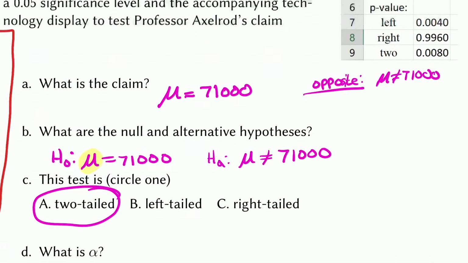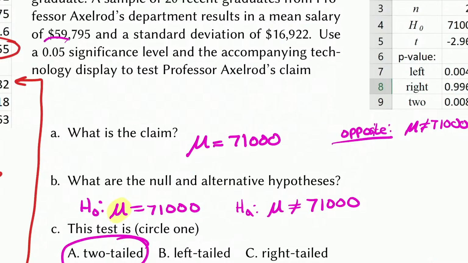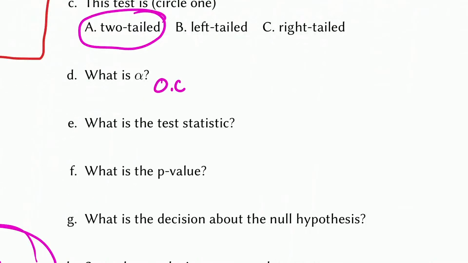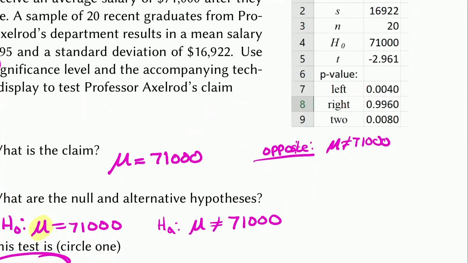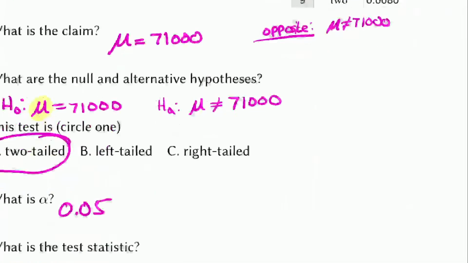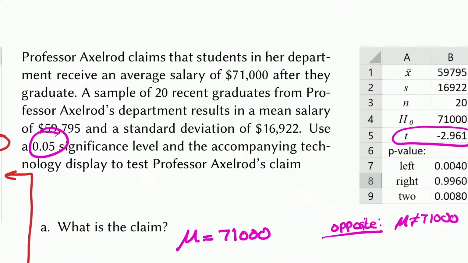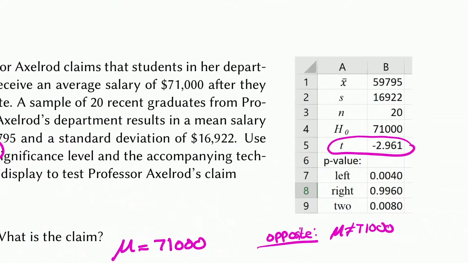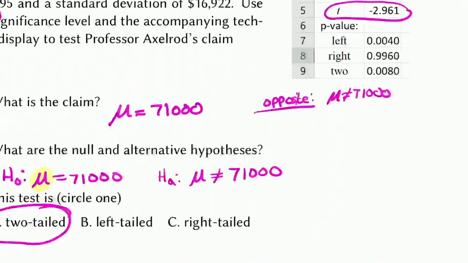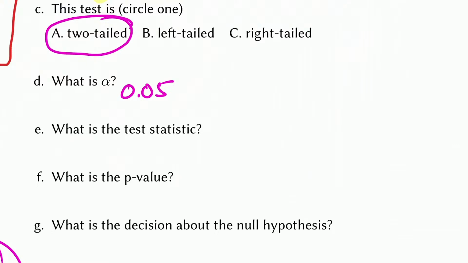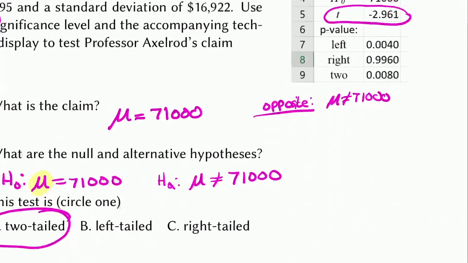Alpha. What is alpha? 0.05, it's in the stem. The test statistic: when you're doing means the test statistic will be a t, but it's always going to be given to you. I'm not going to make you compute that. That's too complicated to compute. Same thing with the z over here. It's going to be provided to you. Same thing with the p-values. You just have to pick it out of the table. Oh, this is t, sorry. T is equal to -2.96.